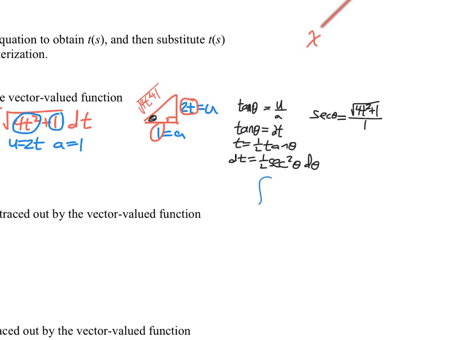All right, so in my integral, I'm replacing the radical with a secant theta, and I'm replacing the dt with 1/2 secant squared theta d theta. It'll eventually, in the next step, become cubed. Oh, one step ahead. So 1/2 secant cubed theta d theta.